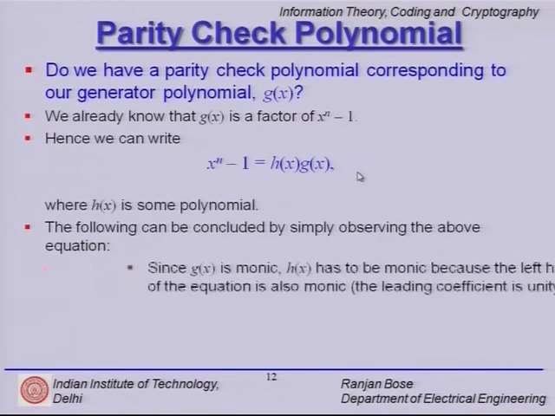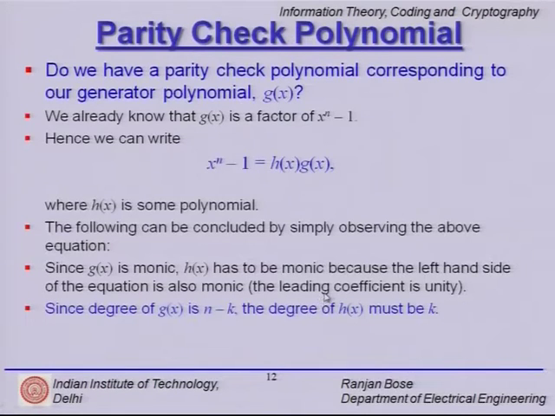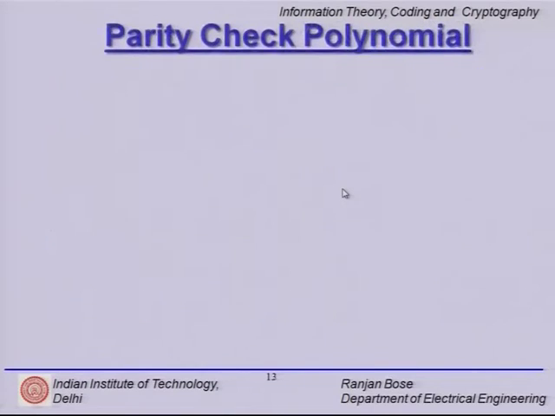Now, we observe that g of x is a monic polynomial by definition. Consequently, h of x has to be monic, because the left hand side is also monic. Monic, remember, means leading coefficient is unity. Now, degree of g of x is n minus k. So, a little bit of observation will tell you that the degree of h of x must be k, so that their product leads to x raised to n as the highest power of x.